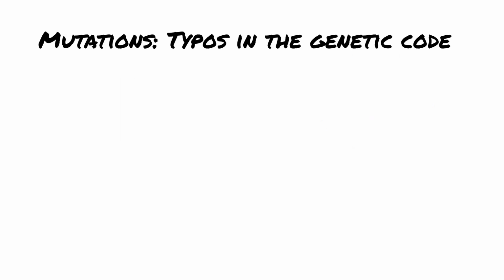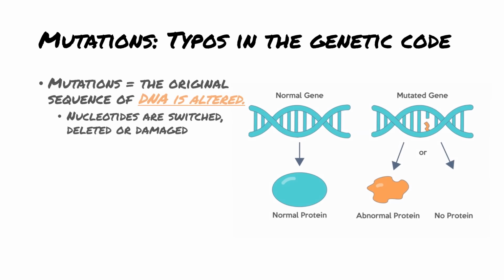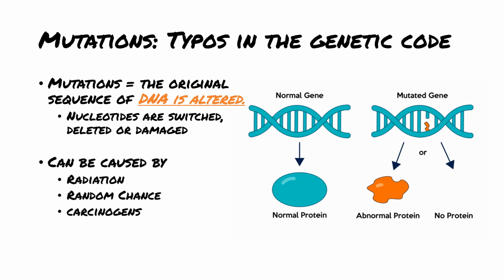Before we finish our discussion on the structure and function of genes, we should talk about mutations, when the original sequence of DNA is altered, such as nucleotides being switched out, being deleted, or even being damaged. Mutations can be caused by any number of things, ranging from radiation, random chance mistakes when DNA is being replicated, or even carcinogens, which are cancer-causing compounds.